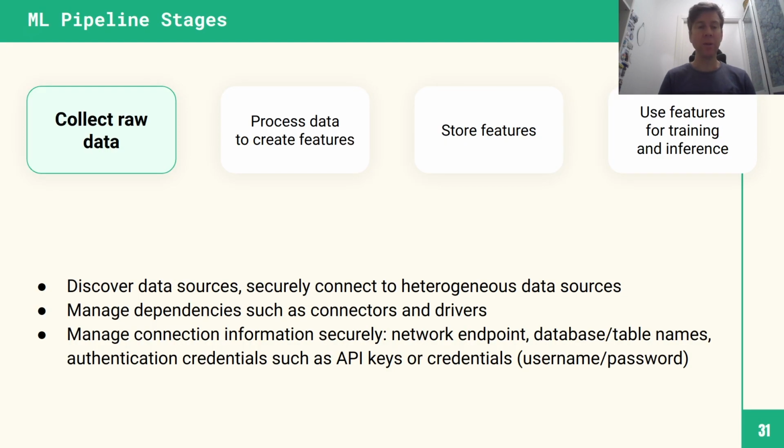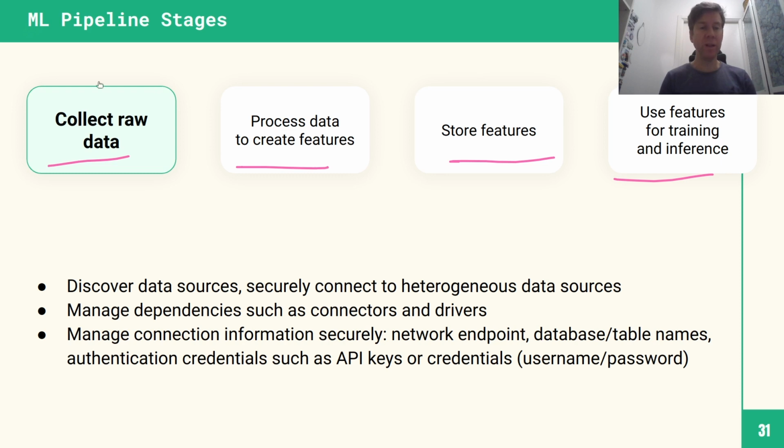Let's have a quick look at some of the stages you would find in a machine learning pipeline for computing the features. We can see that we have a number of stages written at the top here. We have collect raw data, process data to create features, store features, and then use the features for training and inference. So this is what we would call a pipeline. It's going to take as input the raw data, and it's going to output features at the end.